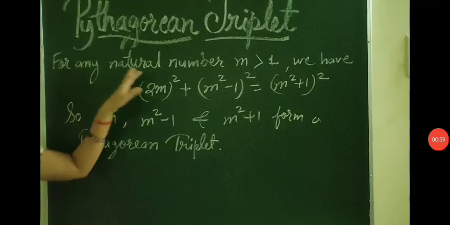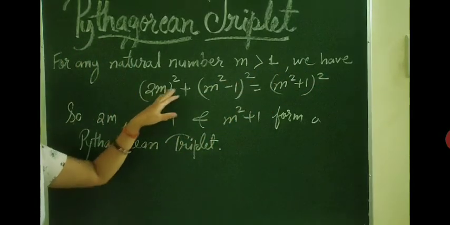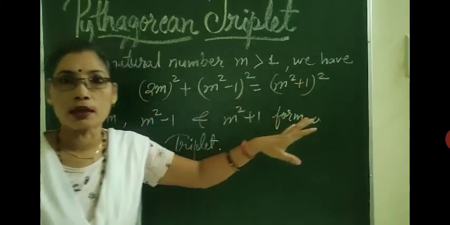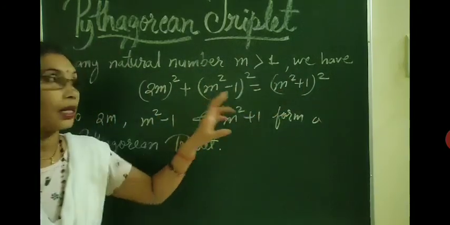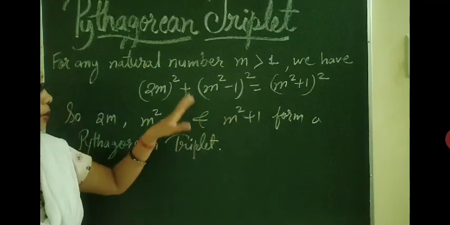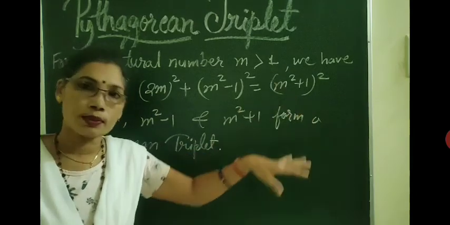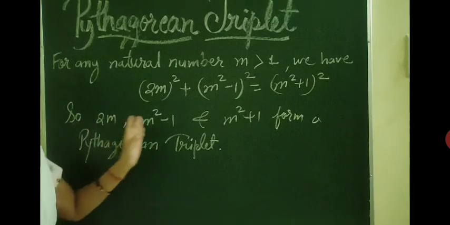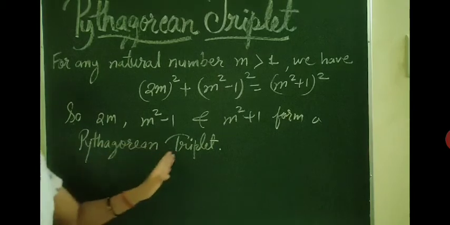For any natural number m greater than 1, we have (2m) squared plus (m squared minus 1) whole squared equal to (m squared plus 1) whole squared. This statement holds if m is greater than 1. Take anything, put m equal to 2 or 3 and check, it will satisfy. So 2m, m squared minus 1 and m squared plus 1 form a Pythagorean triplet.